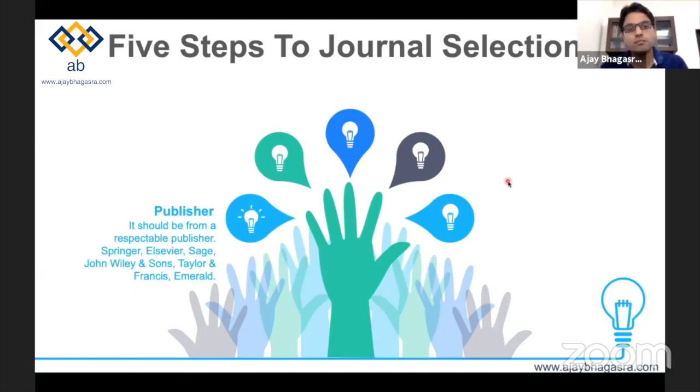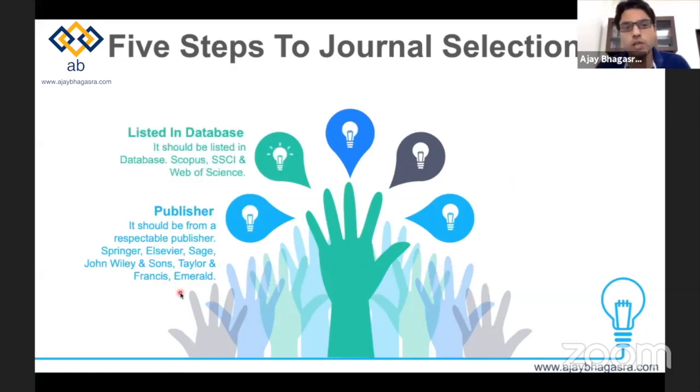So these are some of the examples. The first thing that you have to look at, because these publishers at least have some criteria, some basic benchmark that they adhere to. And without having a journal qualified by these criteria, you will not have the journals being published by these publishers. Number one criteria.